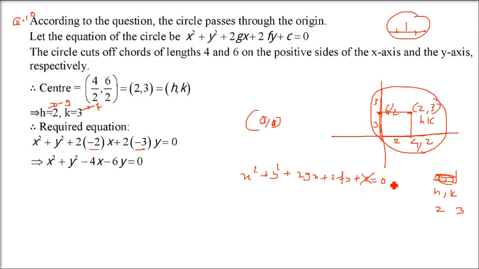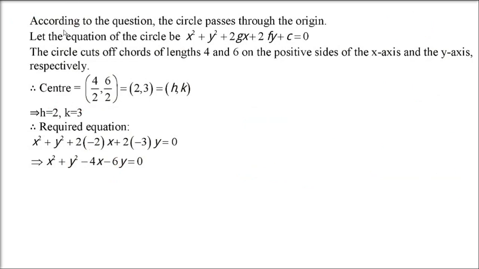And constant term is 0 because it is passing through the origin. When it is passing through origin, there will be no c term. In place of g, you are going to put minus 2. In place of f, you are going to put minus 3. There is no constant term. The equation is x square plus y square minus 4x minus 6y equals 0.